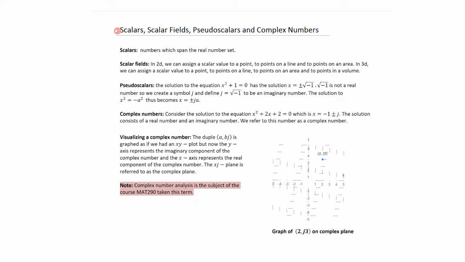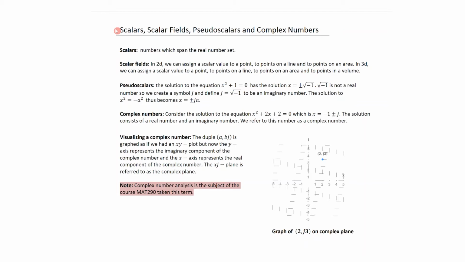So what are scalars? They're numbers which span the real number set, so from minus infinity to positive infinity. Scalar fields in 2D just means we can assign a scalar value to a given point. So for instance, if you want to know the mass of a point mass, you just assign a value to it. It's a scalar value. You can also assign something to points on a line. So that would be mass per unit length at each point on a line. Or to points on an area, which would be mass per unit area. So you're assigning a mass per unit area to specific points on an area.